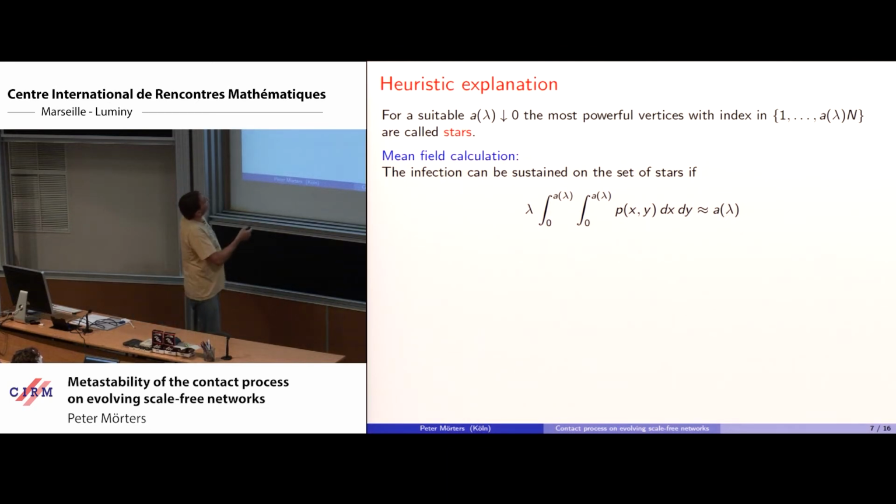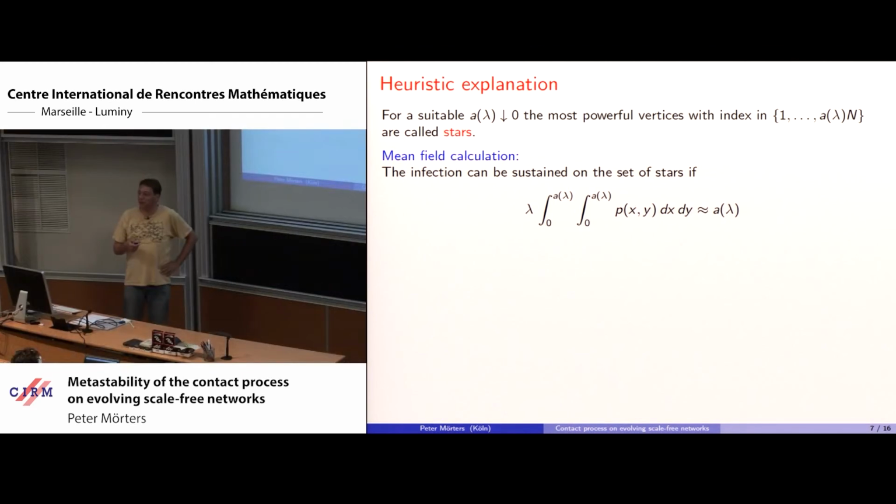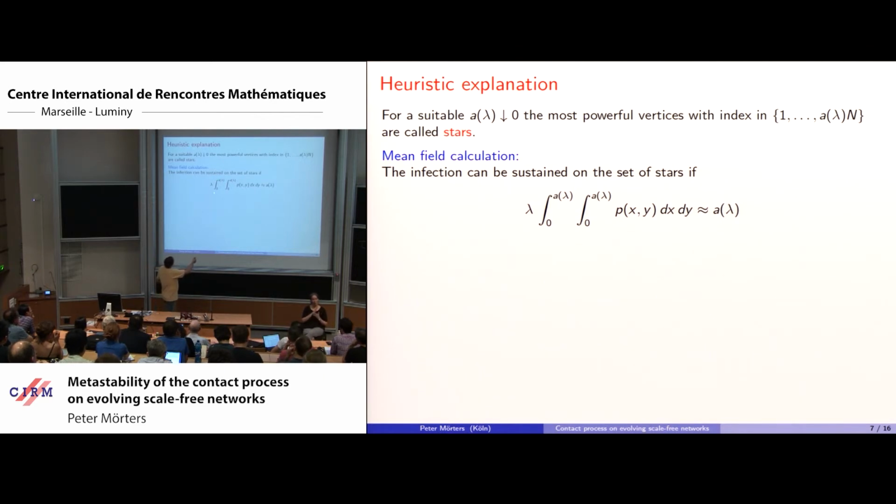So what you're doing is you sum over all the stars. Assume that you have a proportion of them infected. You look at whether they infect another star before they recover, and the number of ones that are infected in this way should again be a proportion of order a of lambda. That's what this calculation says, and I've already replaced the Riemann sums that occur there naturally by an integral.